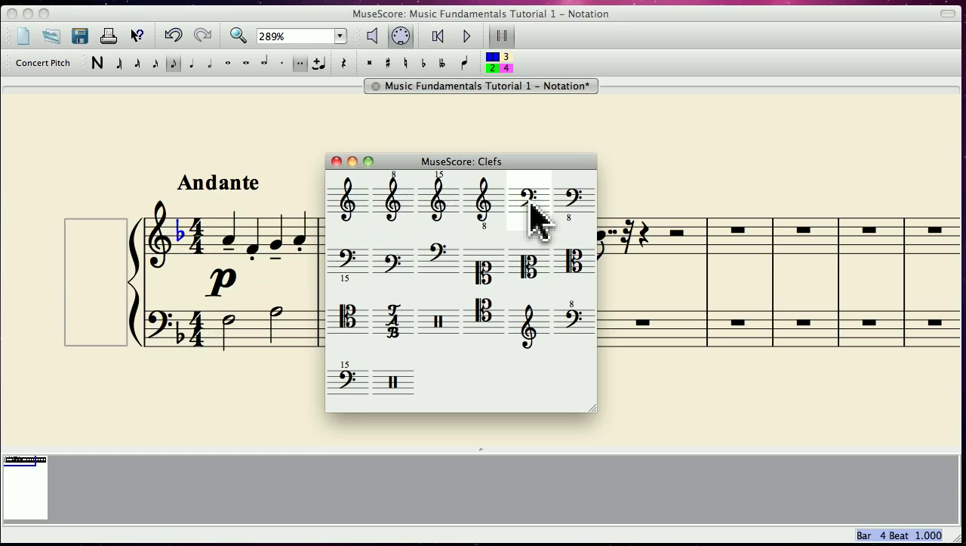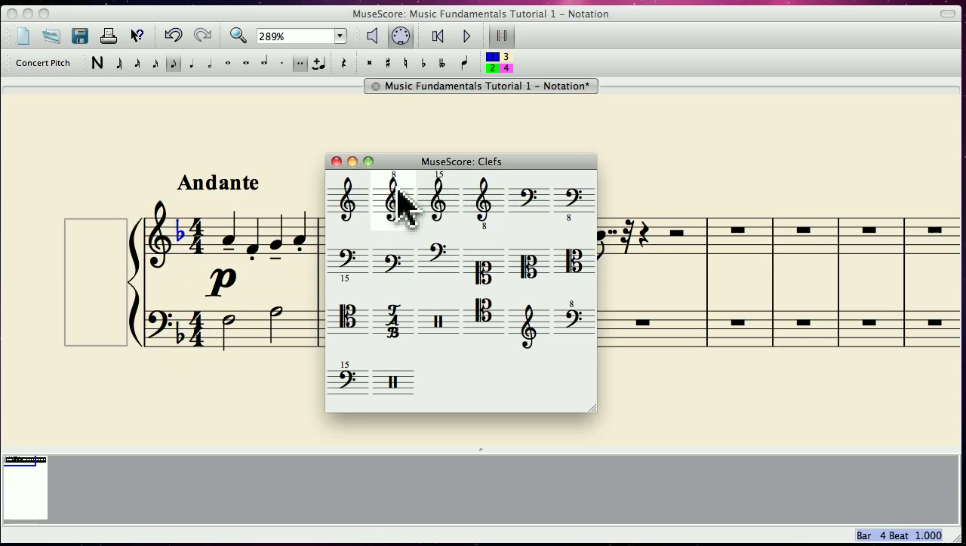We also have the F clef, which is here. The two little dots around this line mean that that line is to be counted as an F. And so all the other lines and spaces are named according to that.